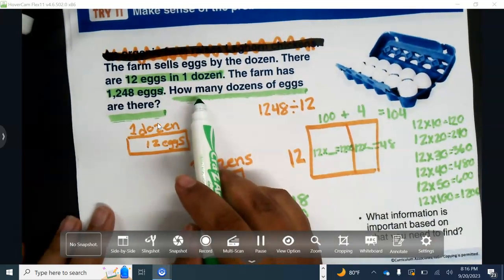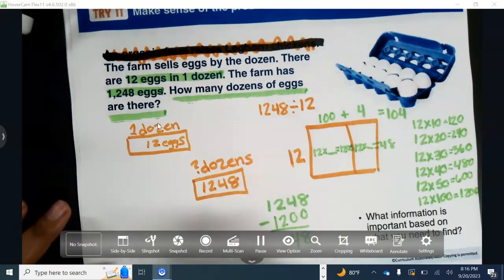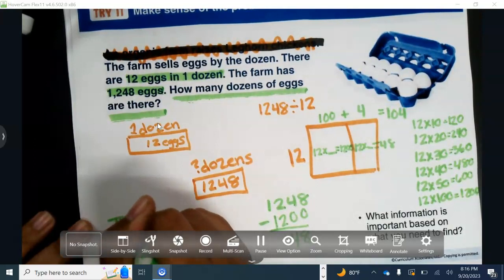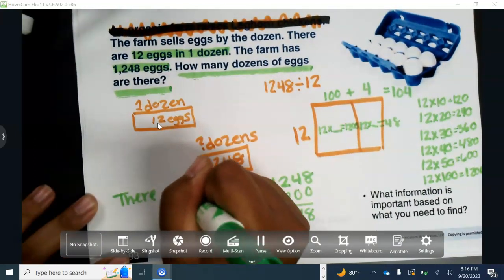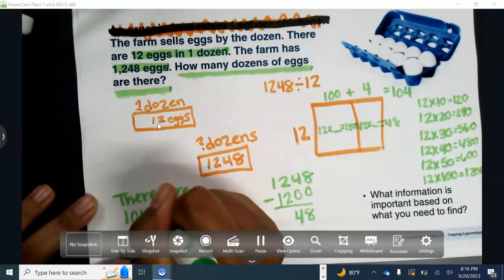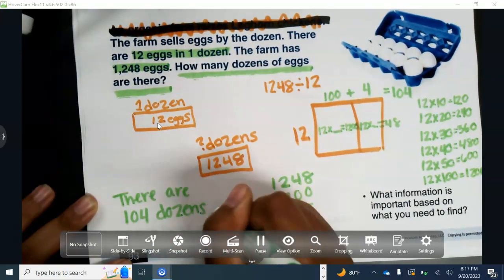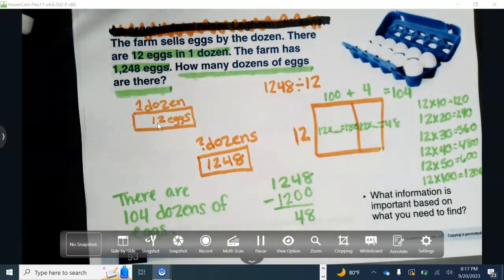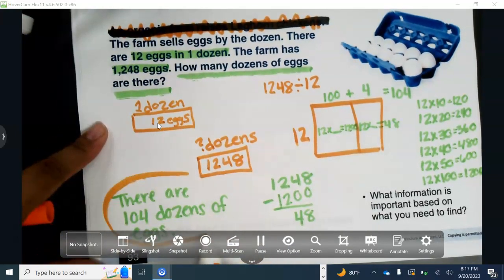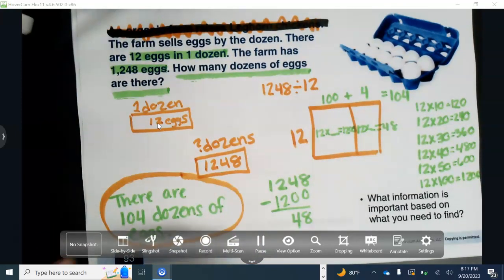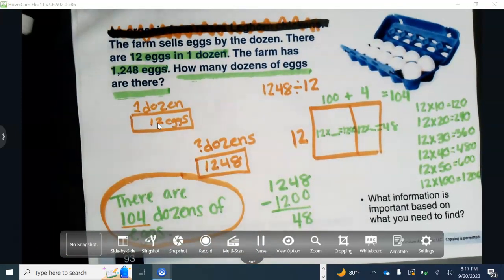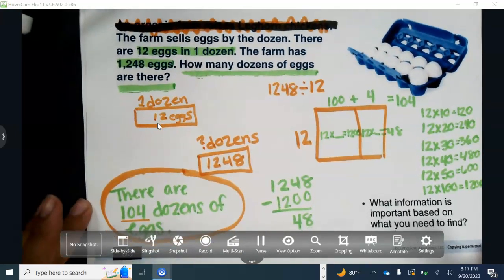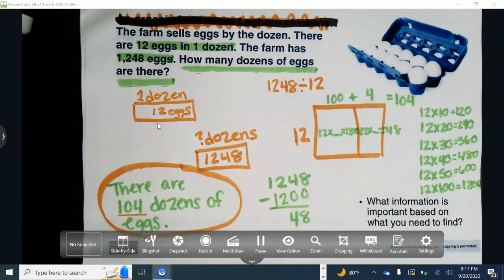And since it asks a question, how many dozens of eggs are there? I will say there are 104 dozens of eggs. Period. And then we should always circle our answer, so I'm going to circle it right here so I know the answer. And I can underline it. There we go. All right, if you have any questions about how this works, you may ask yourself or just replay this video to see how we got these answers.